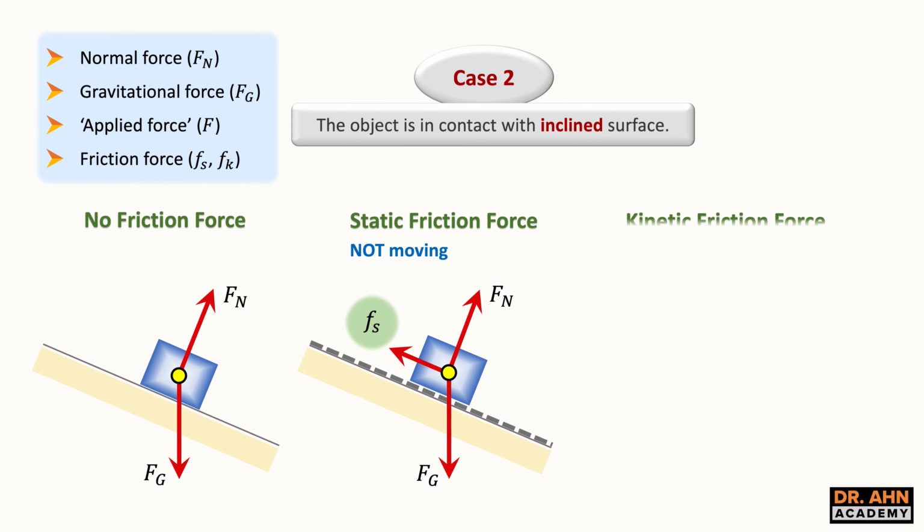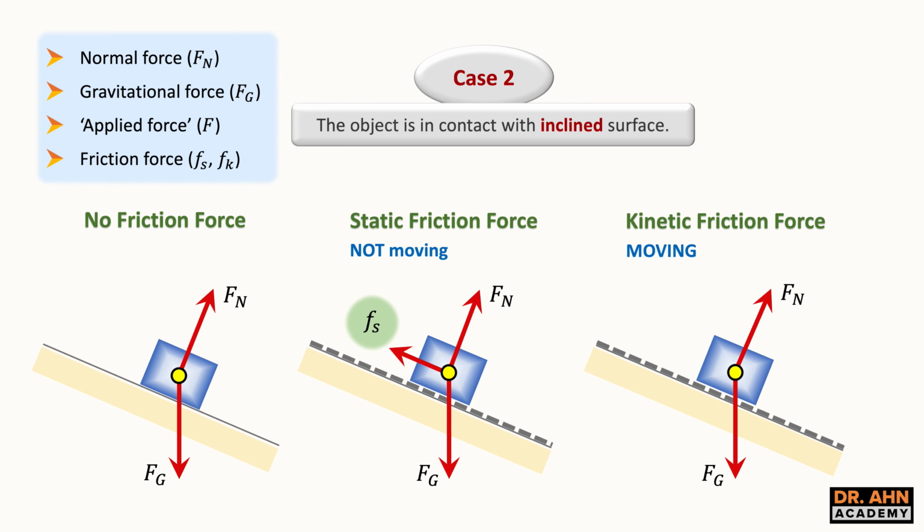Now, let's say the object is again on the rough inclined surface, but the object is moving down the surface. On top of our usual gravitational force and normal force, let's say we're constantly pushing or pulling the object with an applied force like this. And suppose it is moving down the inclined surface. Then since the friction force is always in the direction opposite to the movement of the object, we have this kinetic friction force. Kinetic because the object is moving. And this completes our free body diagram for this case.